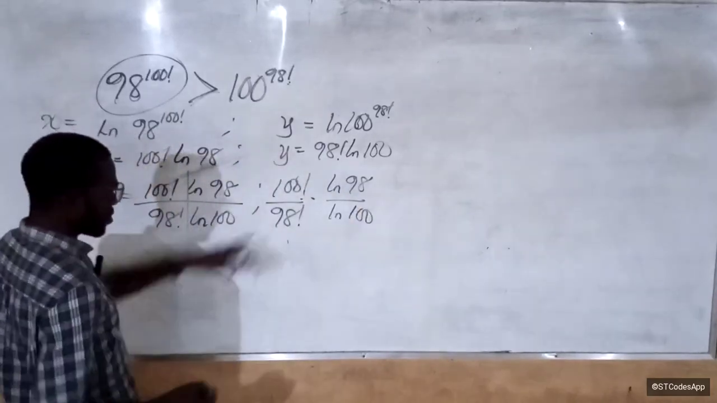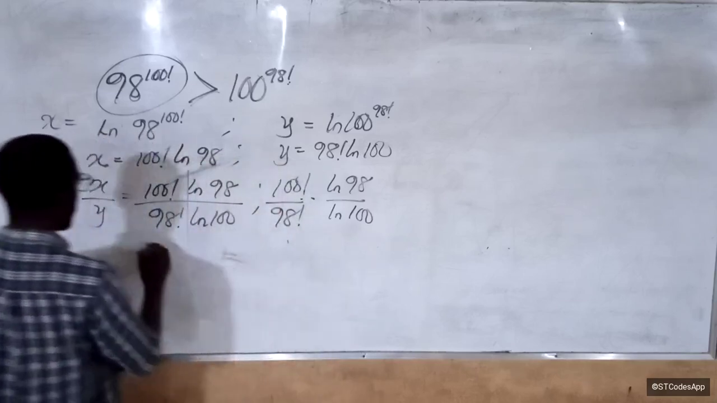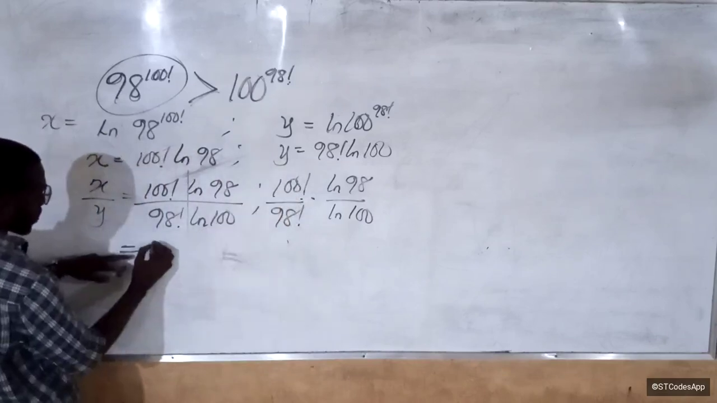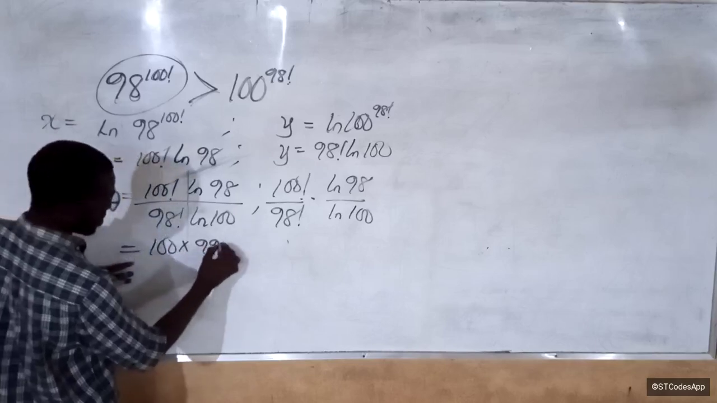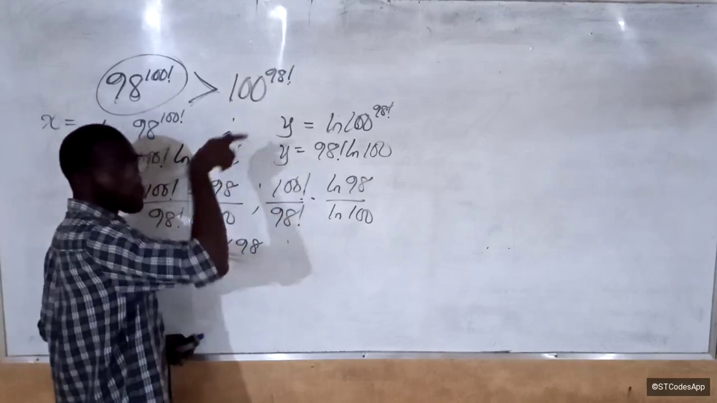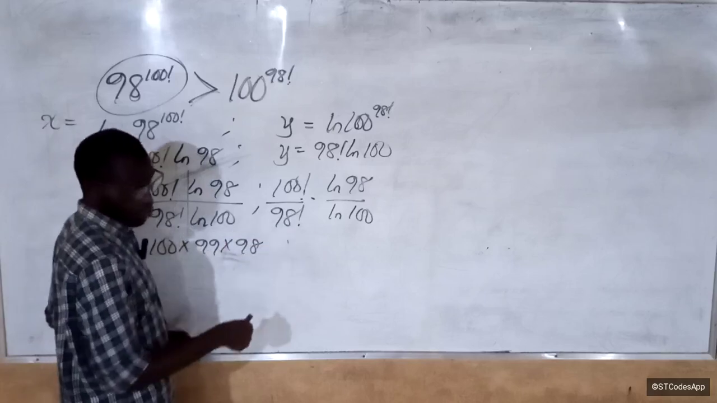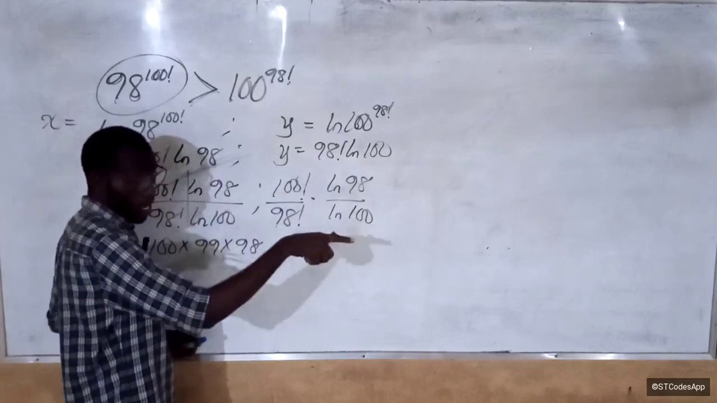So of course, you know this one will be bigger than this, right? If this one is bigger than this, let's see how much. That's even simple to express. You notice that this will become 100 times 99 times 98 times 97 and so on. But we don't have to go all the way down here. Do you know why? This place is 98 factorial. It will start from 98 down to 1, right?